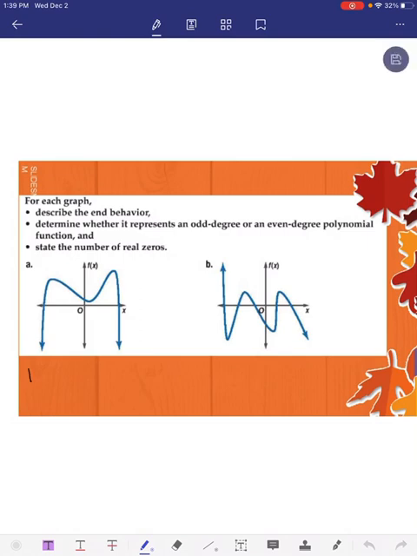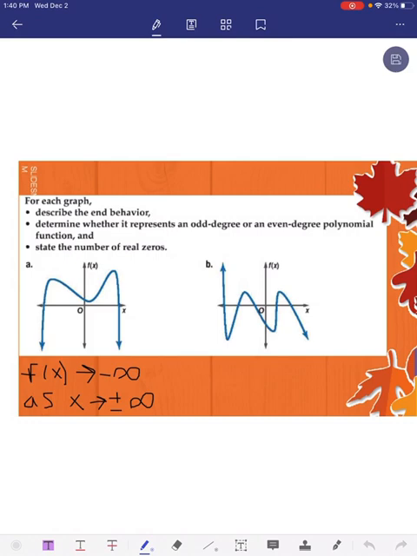So notice that on part A, we would say f of x is going towards negative infinity because it's pointing down. And since it's going to do that on both the left side, which would be as x goes towards negative infinity, and the right side, which is as x goes towards positive infinity, I'm just going to go ahead and say it goes towards negative infinity for f of x as x goes towards positive or negative infinity.